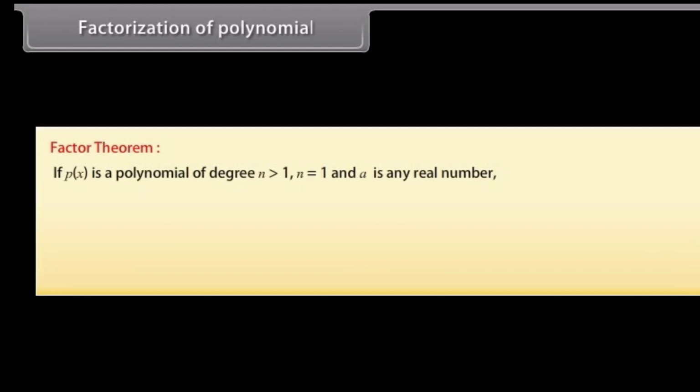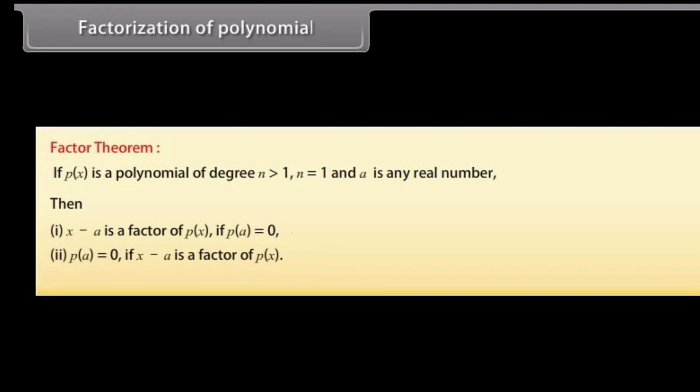Factorization of polynomial. Factor theorem. If p(x) is a polynomial of degree n greater than or equal to 1, and a is any real number, then 1. x - a is a factor of p(x) if p(a) = 0, and 2. p(a) = 0 if x - a is a factor of p(x).